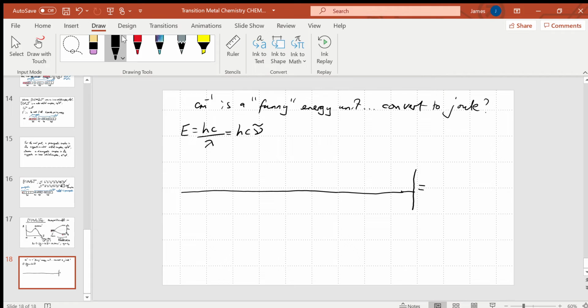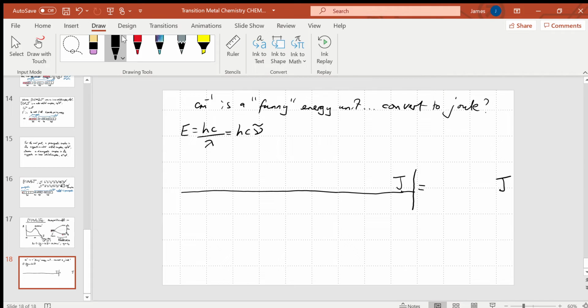But most chemists spend most of the training looking at joules, so then we hit this disconnect with the spectroscopy people that use wave number. So let's try and convert this to joules. So we want joules, so we should probably write joules here.